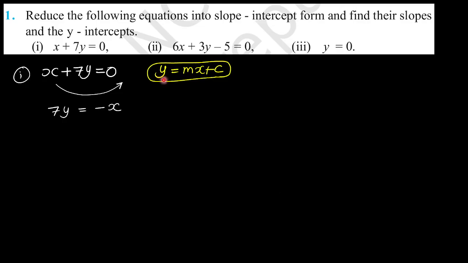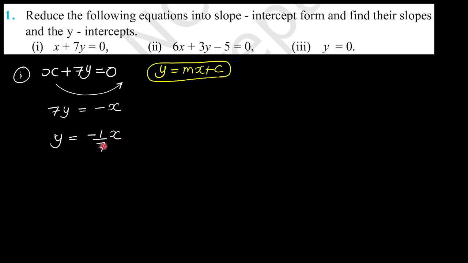I want y on the left side. So the 7 is taken to the other side. y equal to minus 1 by 7 x. So remember, y should be there on the left side. Right side must be mx plus c.